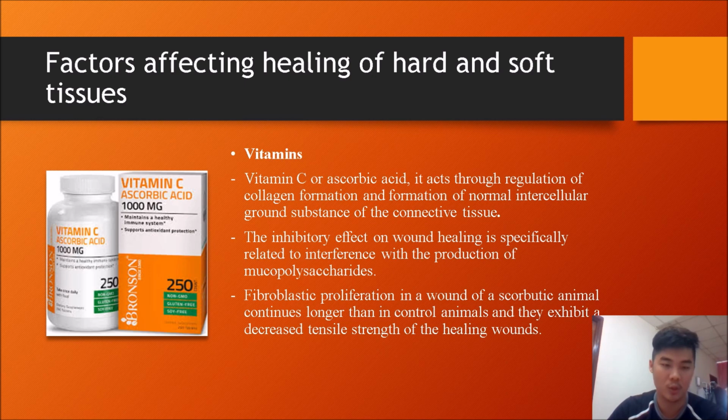Also, there were studies showing that vitamin A and vitamin D present in cod liver oil help in repair of wound healing. And also, there are some B vitamins which are important in the healing process, which are vitamin B2 known as riboflavin and vitamin B6 known as pyridoxine.